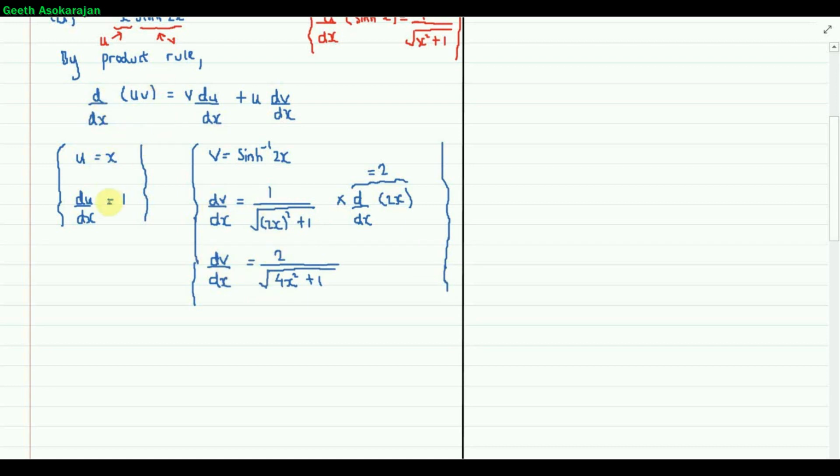We're far from done. Let's substitute this data into our product rule. d by dx of u times v: v is the inverse hyperbolic sine of 2x, multiplied by du over dx being 1, plus u, which is x, multiplied by dv over dx, which is 2 over the root of 4x squared plus 1.